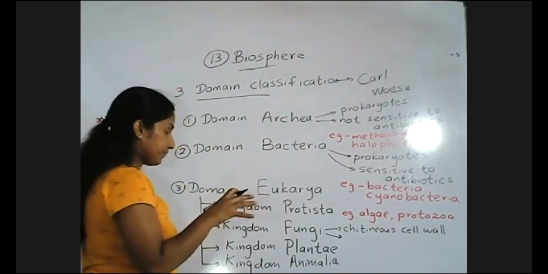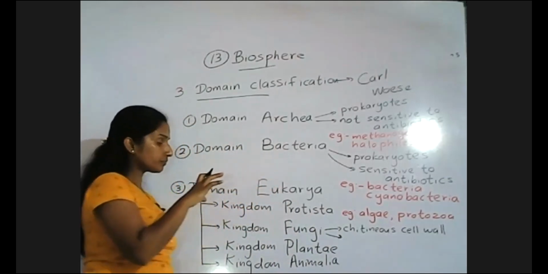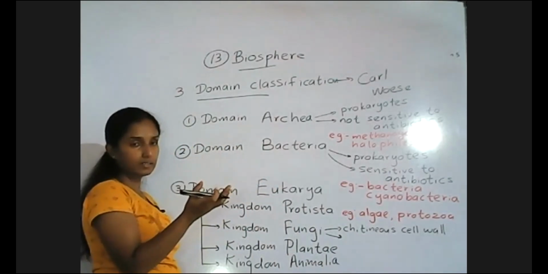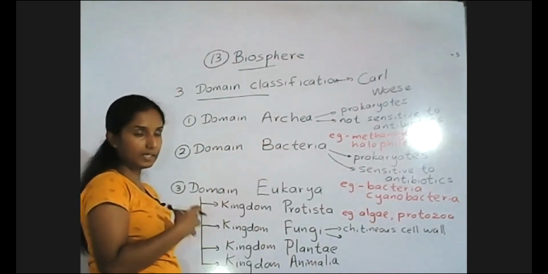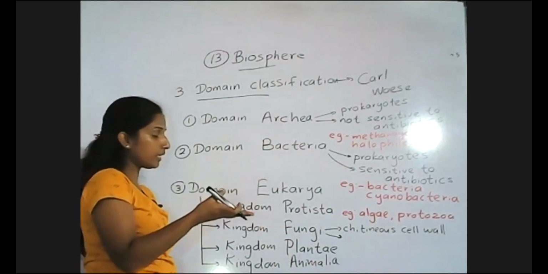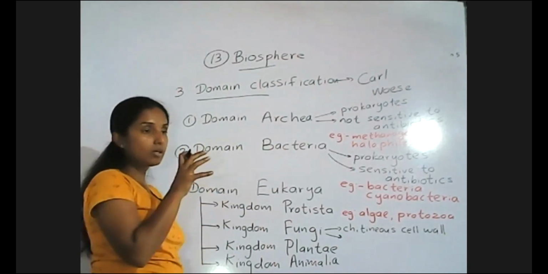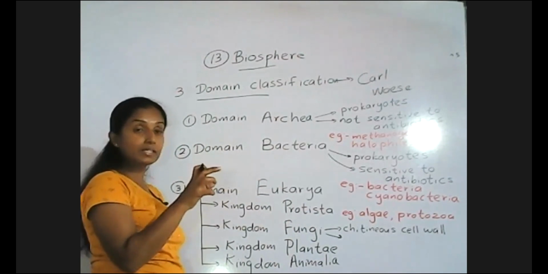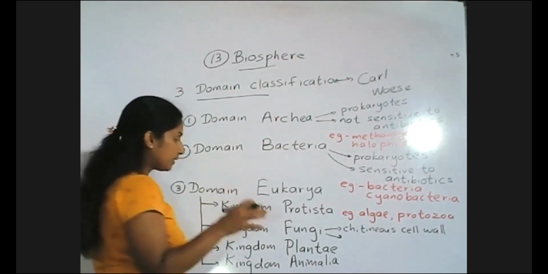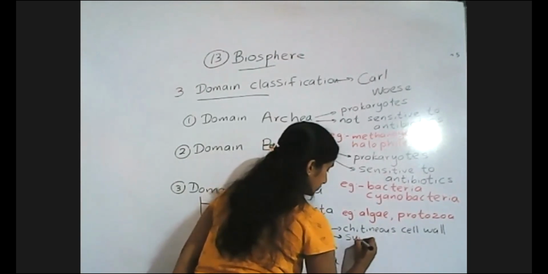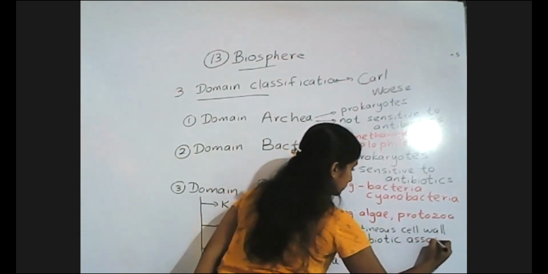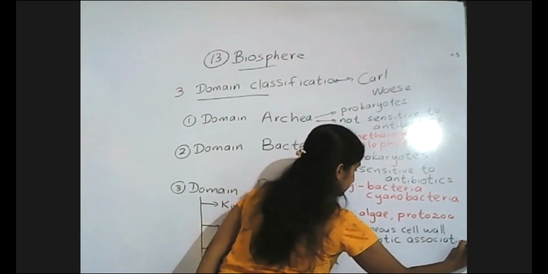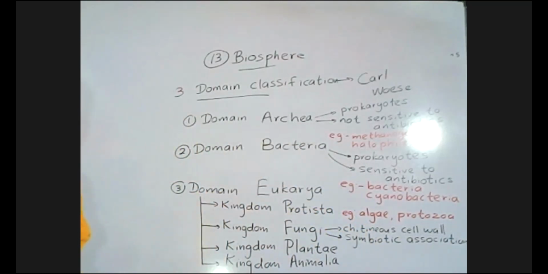That means the fungi live with algae, giving benefits to both parties. Algae give a benefit to the fungi, and fungi give a benefit to the algae. Those are called symbiotic associations. Lichen is an example for that, lichens, right? So they form symbiotic associations. That is a very special feature in fungi, right?